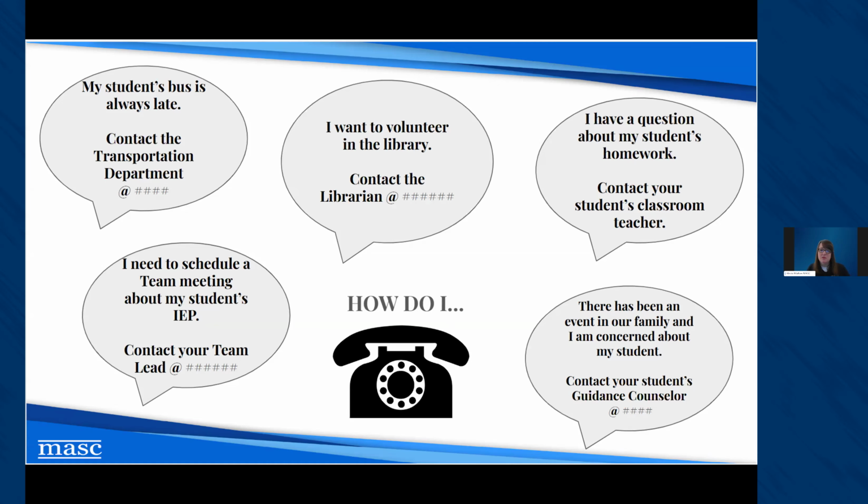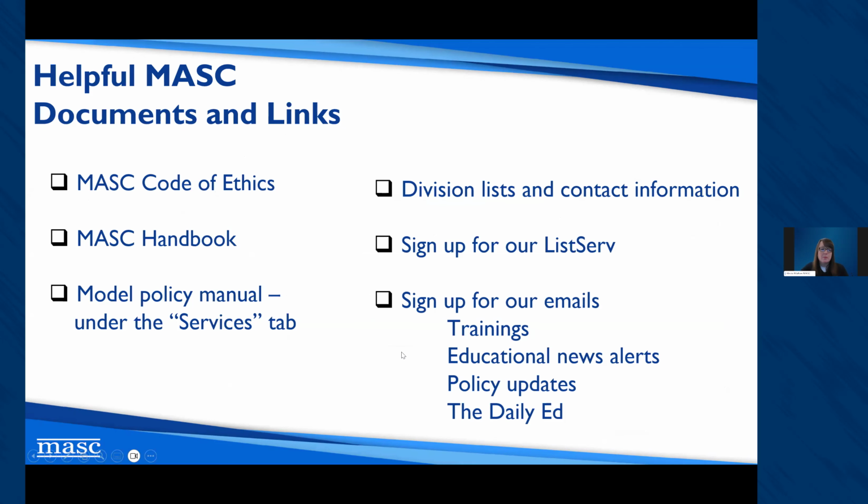So this one has examples of, I need to schedule a team meeting about my student's IEP. Here's the contact information for the team lead in your child's age group. There's been an event in my family and I'm concerned about my student. Here's the guidance counselor information for your building. The bus has been late every day this week. Here's the contact information for the transportation department. So being able to direct people to the places where they will most efficiently get their concerns addressed is helpful, not just for parents, but also for your committee members.